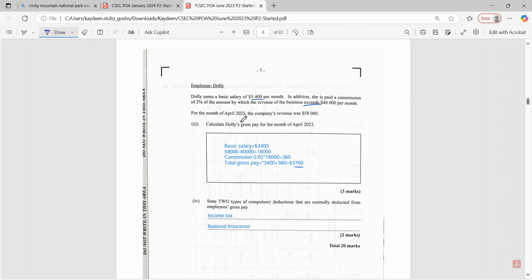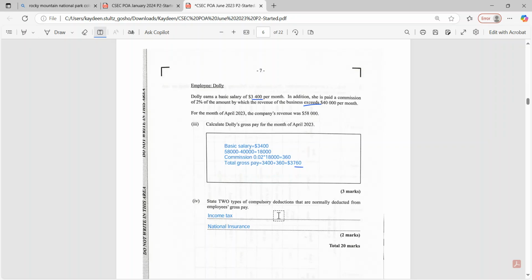So therefore, Dolly's gross pay would be equal to her basic salary plus her commission. So that's 3,400 plus 360, which is equal to $3,760.